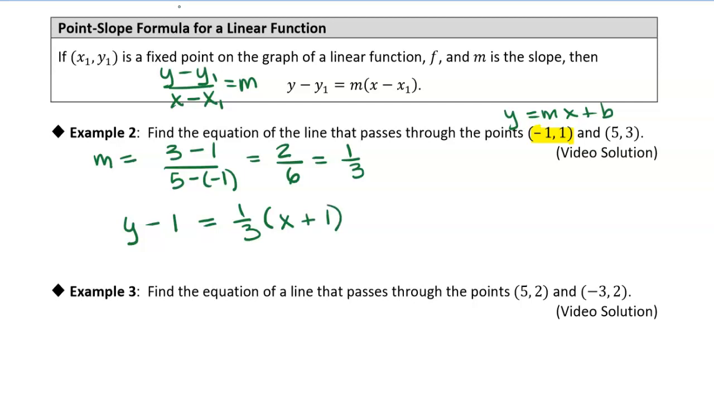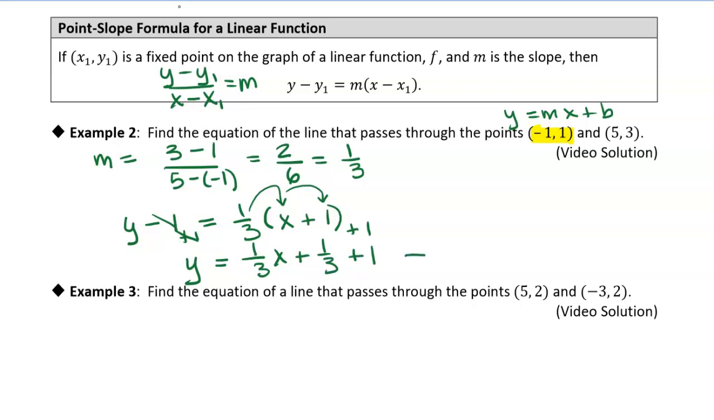All right, now that is in point slope form, but it's nicer actually to have it in slope intercept form. So I'm going to rearrange this. I'm going to distribute this 1/3. All right, and then I'm going to add 1 to both sides. So when I add 1 to both sides, that just gets y on this side, and this becomes 1/3 x, right? And then plus 1/3, and then of course I have this plus 1.